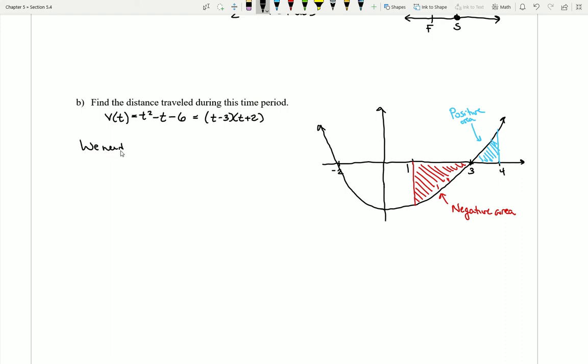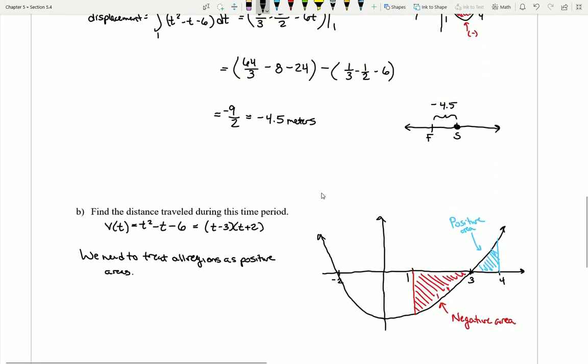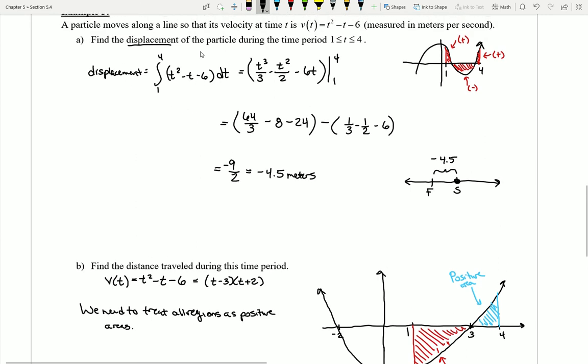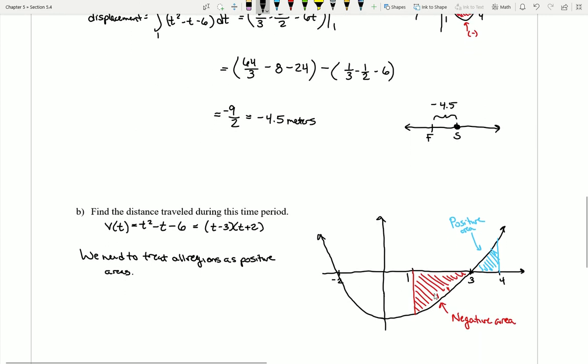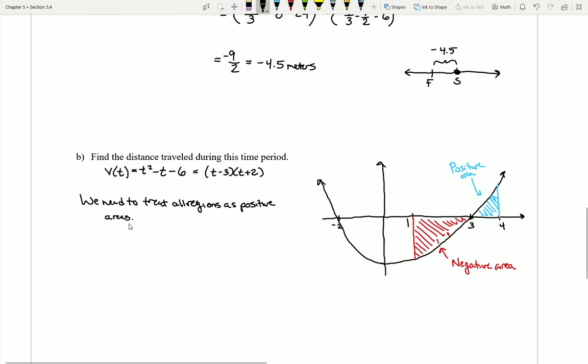So I'll say we need to treat all regions as positive areas. But the issue here is that I can't just integrate, because when I integrate regularly, that's going to treat areas as sometimes negative and sometimes positive. So when I'm calculating distance traveled, I have to make a slight adjustment.